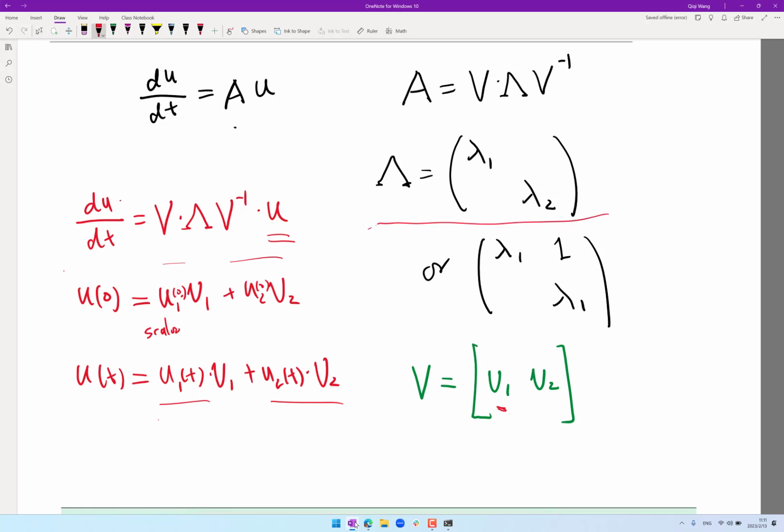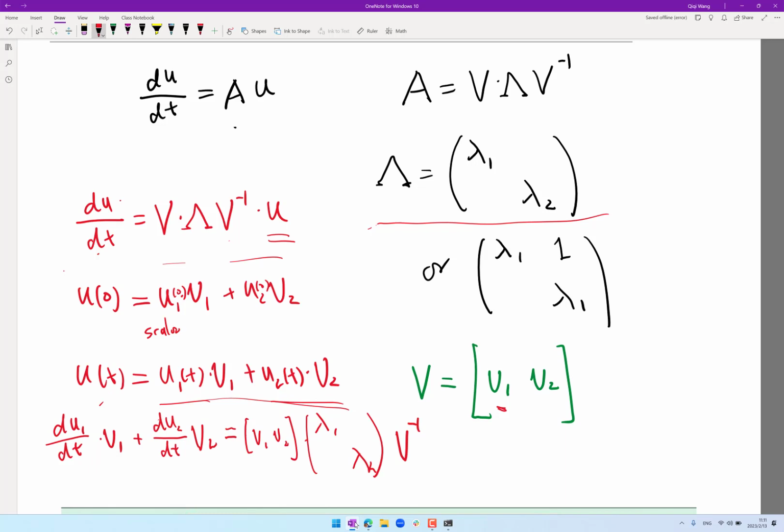So let's look at this decoupling in two different scenarios. First of all, when A has two distinct eigenvalues, what happens is when you plug this into the equation, we have du1/dt times V1 plus du2/dt times V2 on the left-hand side, which would be equal to V, the composition of V1 and V2, times the diagonal matrix lambda 1, lambda 2, then times V inverse times this. You can represent this in a matrix form: V1, V2, which is V, times u1 as a function of t, u2 as a function of t.